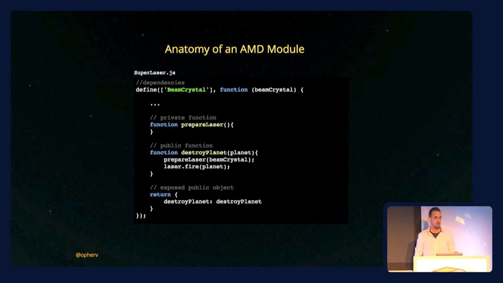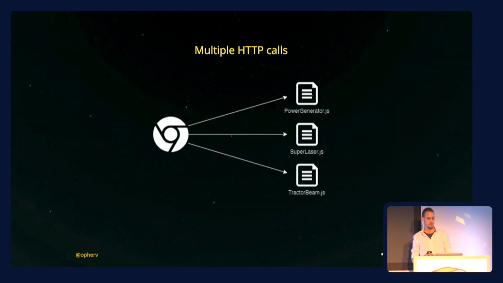OK, so earlier on, we discussed multiple HTTP calls. And why is that a bad thing? Well, there was an excellent talk about that earlier. But in a nutshell, if you have 3 different dependencies, PowerGenerator.js, SuperLaser.js, and TractorBeam.js, then you'll have 3 separate calls for each of these dependencies. So each and every call has an overhead associated with it. That might be OK for 3 files or 10 files, but for 100 files or more, that's a lot of bandwidth being wasted on overhead with HTTP 1.1, because we learned something today.